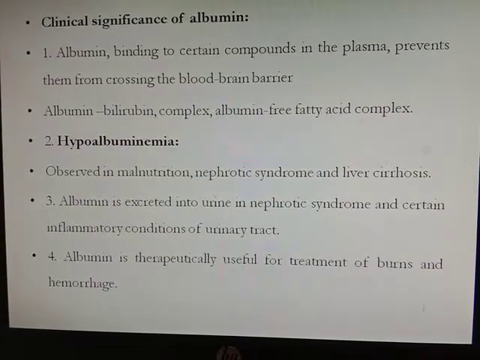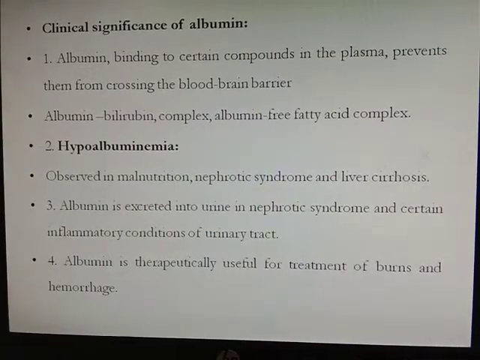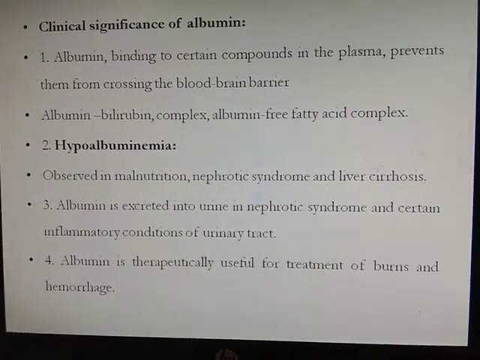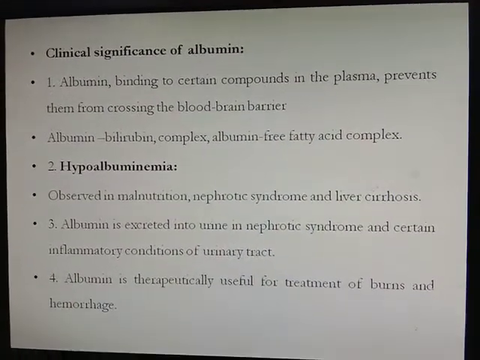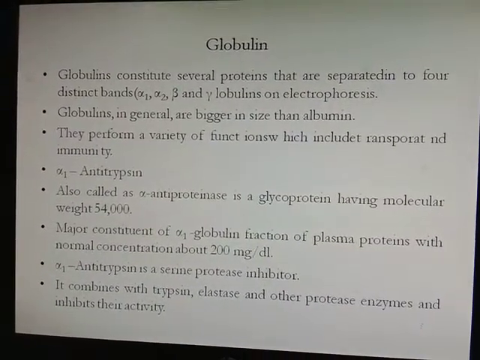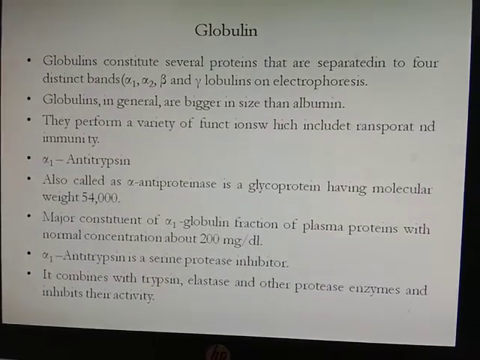Albumin is excreted in urine in nephrotic syndrome and certain inflammatory conditions of the urinary tract. Again, albumin is therapeutically useful for the treatment of burns and hemorrhages. In the next part, we will see the second part of plasma protein, which is globulin.